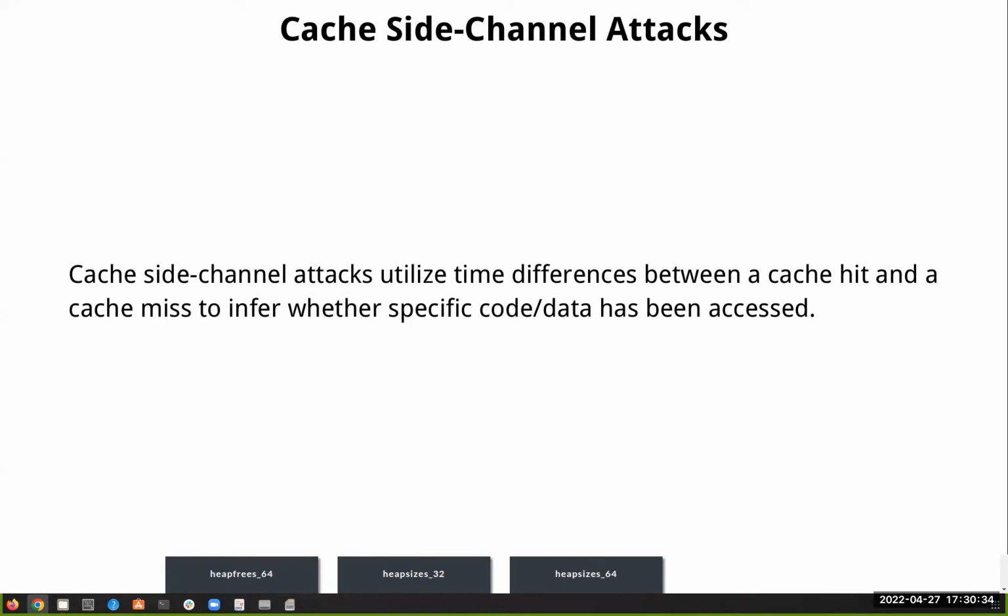Cache side channel attack basically utilizes the time difference between a cache hit and a cache miss to infer whether specific code and data have been recently accessed. Because a cache hit is super fast and a cache miss is very slow, if we compare them, we can tell the difference. And because of that, we can guess. It's not always deterministic, sometimes there is some randomness, but in most cases we can guess with very high probability which data has been recently accessed.